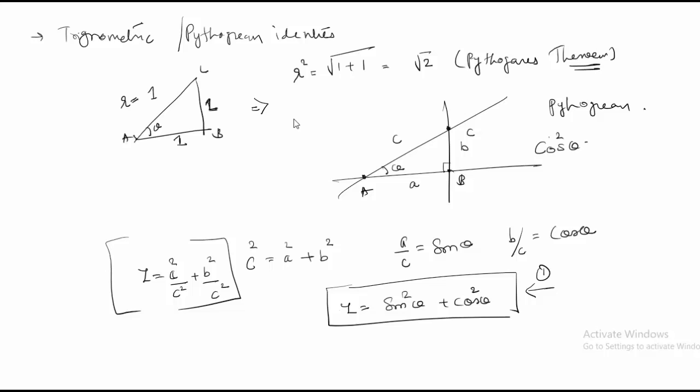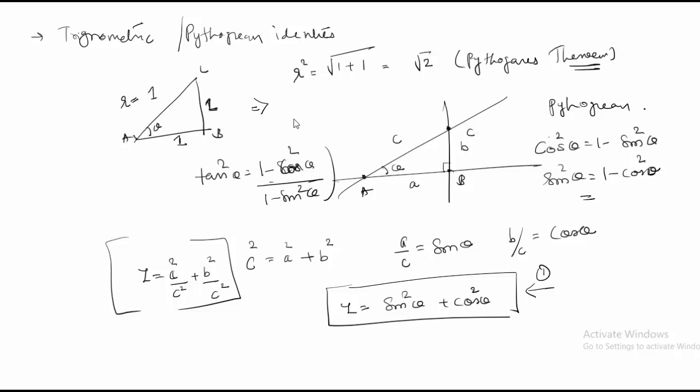Again, it's possible to show that cos square theta is equal to 1 minus sine square theta, and sine square theta is equal to 1 minus cos square theta, and tan square theta is equal to 1 minus cos square theta divided by 1 minus sine square theta. So these are some of the identities which we can deduce from the Pythagorean identity.